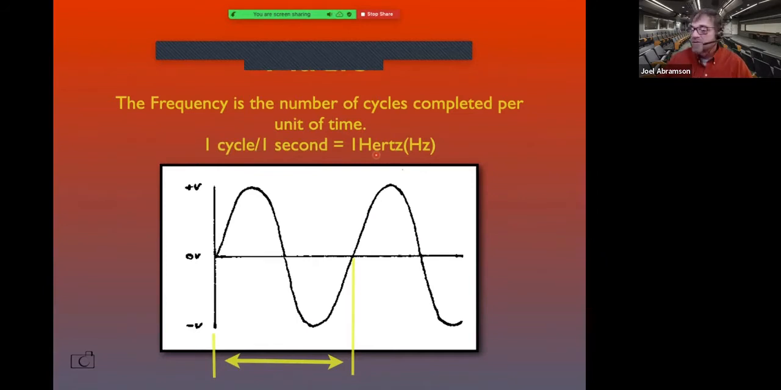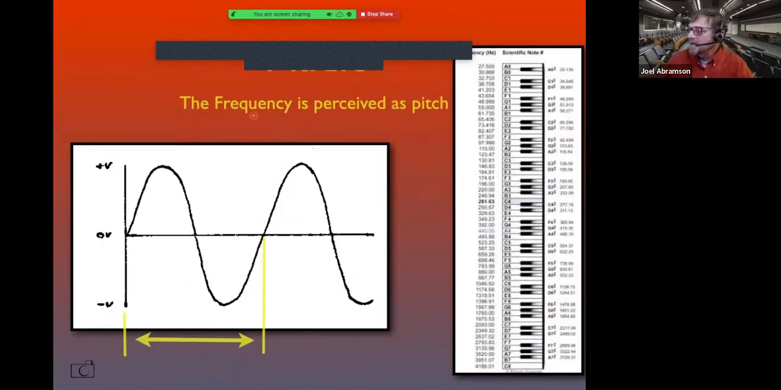All right. And so the frequency is the number of cycles per unit of time. We perceive it as pitch. All right. It's not necessarily pitch itself, but that's good and close enough for us. Okay. The frequency is number of cycles per unit of time. So 1 cycle divided by 1 second equals 1 hertz. So remember, it's cycles divided by time equals the frequency. And the frequency is perceived as pitch, right?